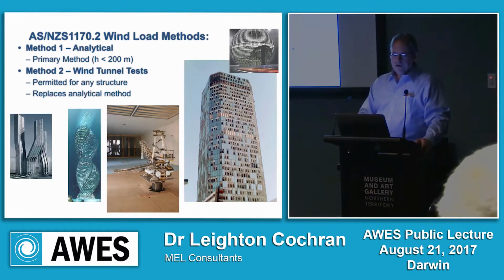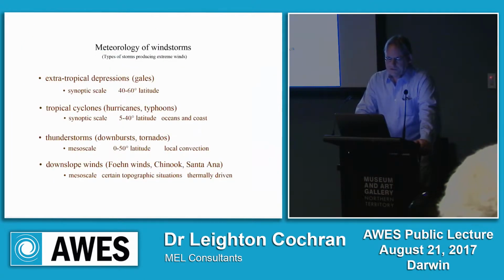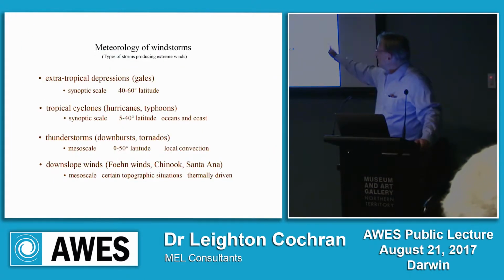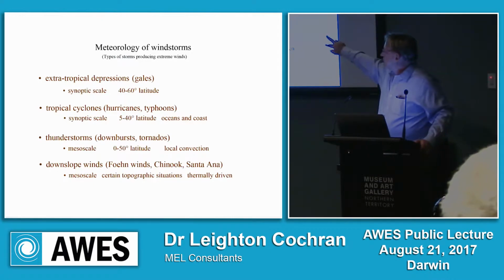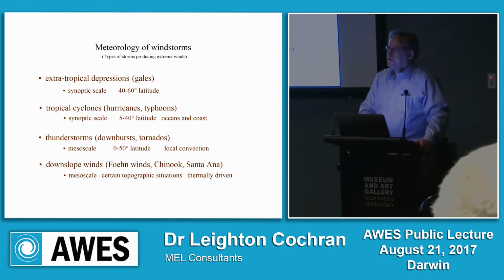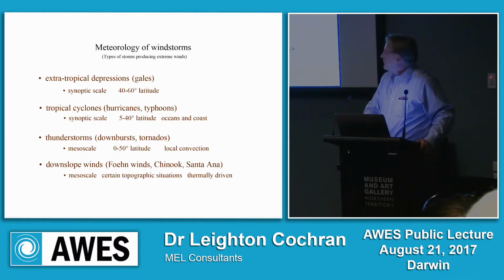And when you do that, the wind tunnel test actually supersedes the code in terms of loads if you're the structural engineer. Briefly, what sort of windstorms are we dealing with? There are four listed here. I suggest that the focus for us to talk about in Darwin is the centre two, tropical cyclones, also known as hurricanes and typhoons, depending on what part of the world you're in.